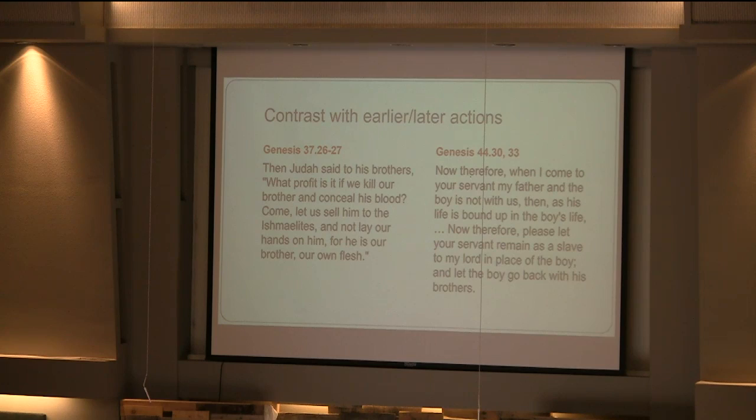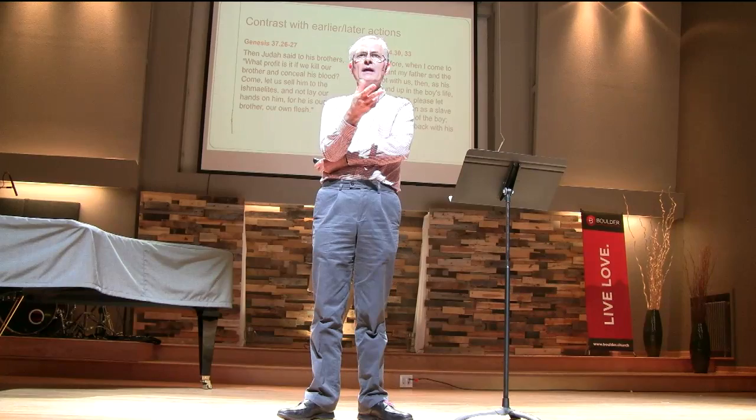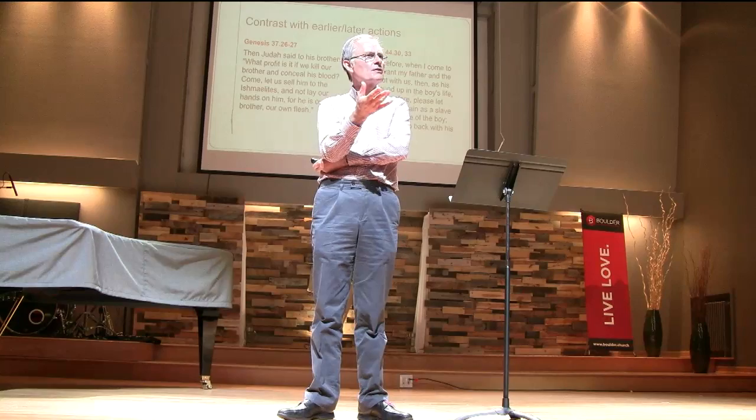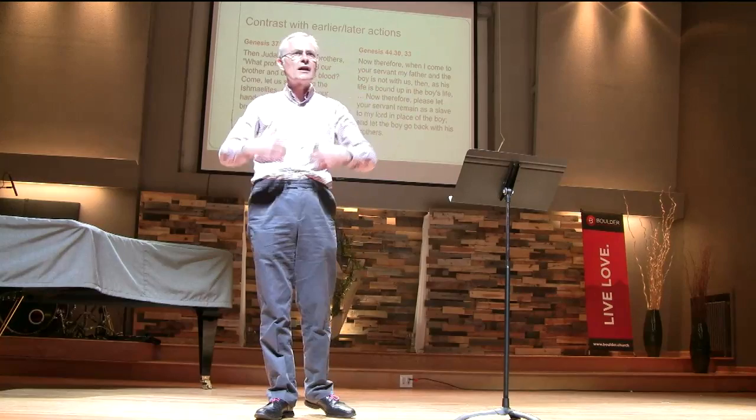In chapter 37, Judah is opportunistic. We might as well get some money from selling him. And the result of that, as we know, is that Jacob is convulsed in grief at the loss of Joseph. But in chapter 44, Judah is willing to say, I'll be a slave rather than you keep Benjamin here. Let me stay with you as a slave. I cannot bear the idea that my father will suffer.